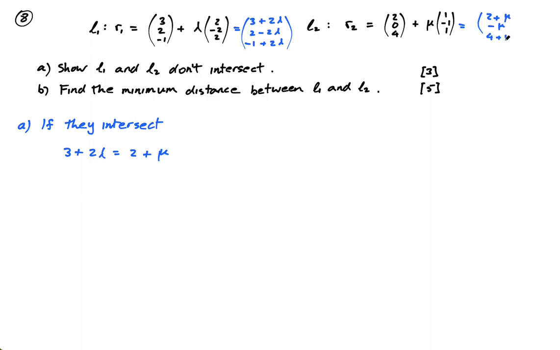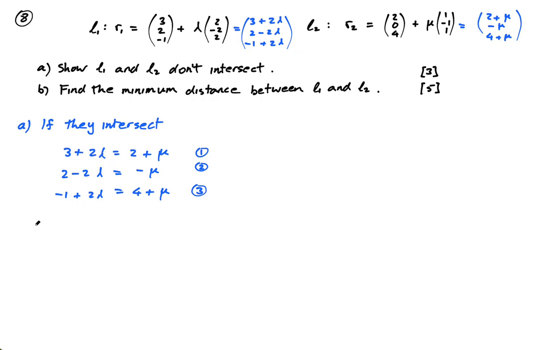and 4 plus mu. The x's have to equal, the y's have to equal, and the z's have to equal. So 2 minus 2 lambda equals negative mu. And finally, -1 plus 2 lambda equals 4 plus mu. So let's call these 1, 2, and 3. Now you're just going to have to solve these. I'll solve the first two and then sub into the final one to see if it is satisfied, which no doubt it won't be, because it's saying they don't intersect.